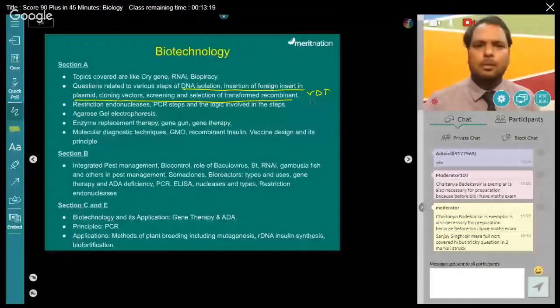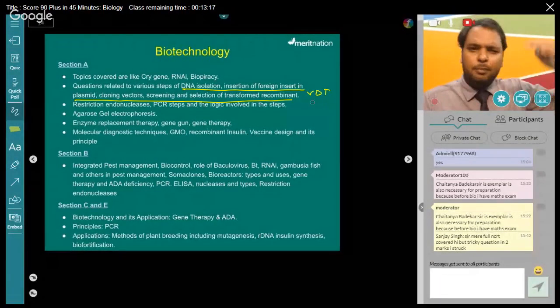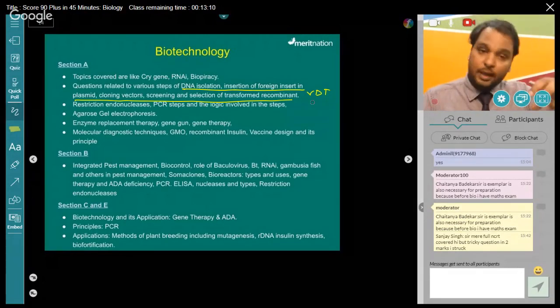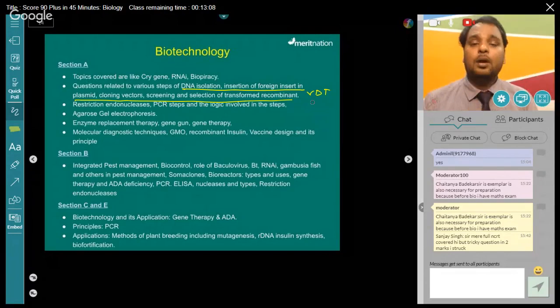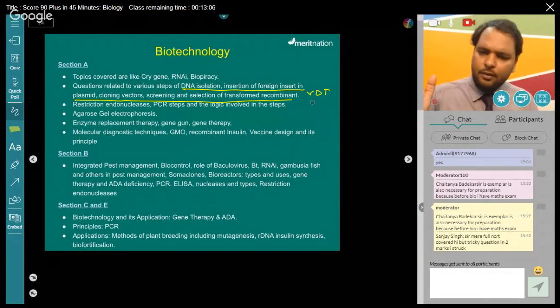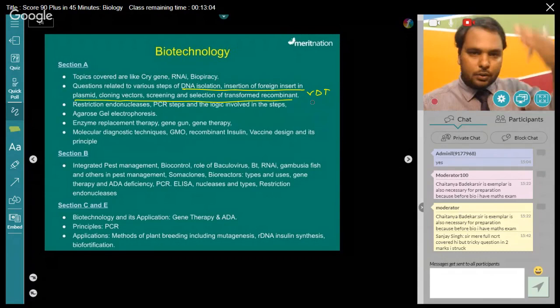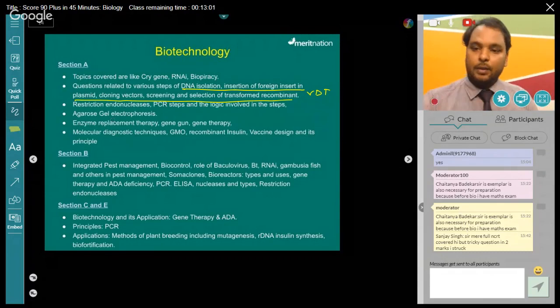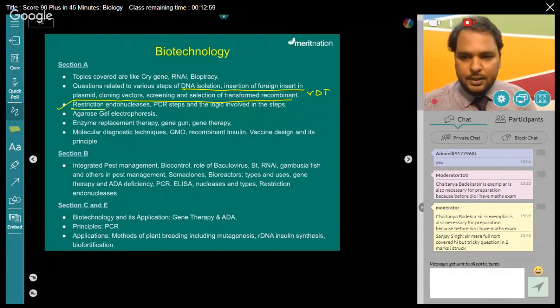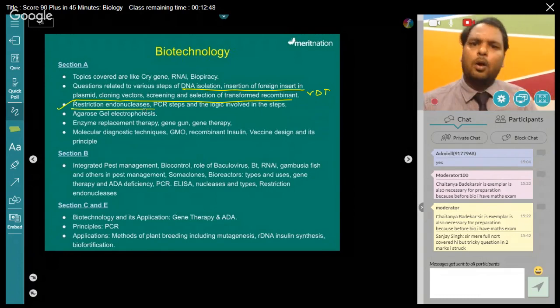Sometimes a short note comes, and you can make a very beautiful flow chart. First, you take out the desired DNA, then you take out the plasmid DNA, then insert it, transformation happens, and all those things you can write very well through a flow chart. Restriction endonuclease: keep in mind that there will be a 1 or 2 marks question, or maybe in a 3 marks question there is a small topic about restriction endonucleases, and you can prepare restriction endonucleases for 5 marks also, guys. There are a lot of things you can write.